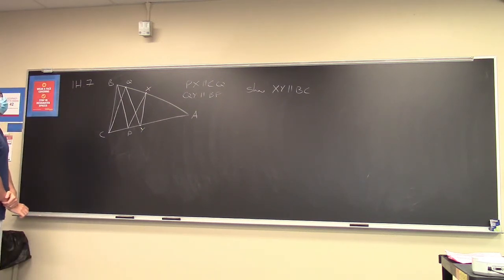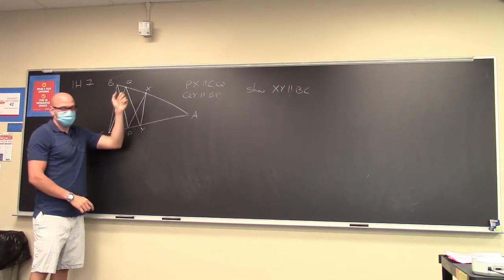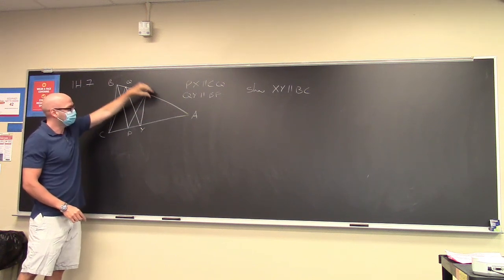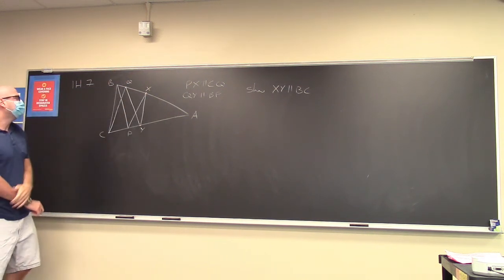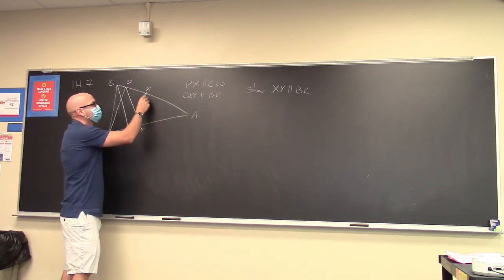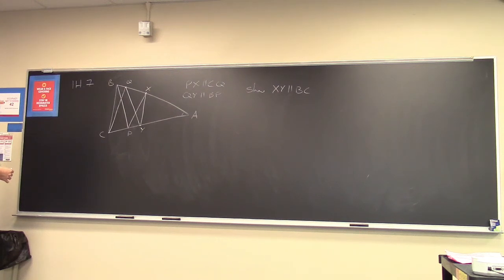And my thinking was, okay, I want to show that these sides are proportional to each other, so I need to show similarity between this triangle here, AXY, and the whole thing ABC. How am I going to do that? Well, I know they match up at this angle, so if I could just show another angle matches, AA, we'd have similarity.